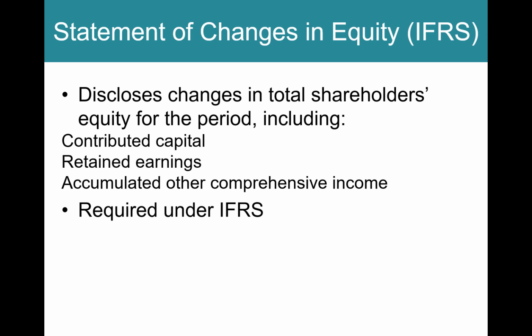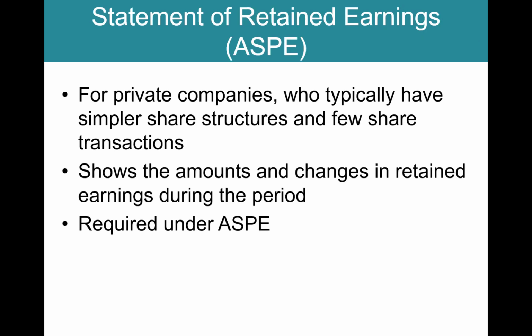Under IFRS, we prepare what's called a statement of changes in equity, and this discloses the changes in total shareholders' equity for the period, including your contributed capital, your retained earnings, and your accumulated OCI under IFRS. Under ASPE, we've got the statement of retained earnings. For private companies, who typically have simple share structures and fewer share transactions, this is a very simple way to communicate your beginning retained earnings, plus your profits, minus your dividends, gives you your ending retained earnings, and this is required under ASPE.